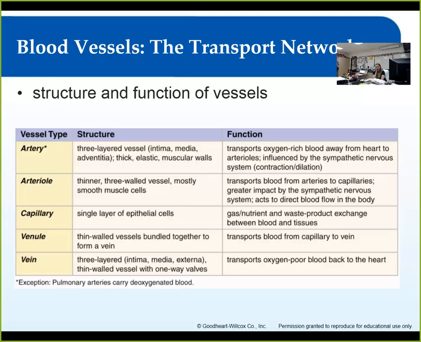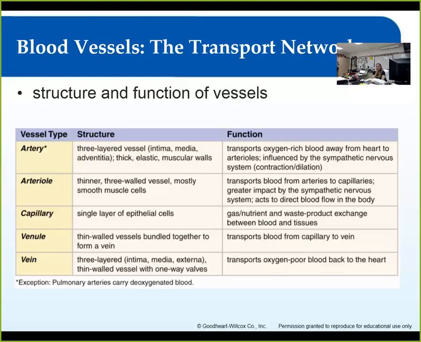Venules, these are thin-walled vessels that are bundled together to form a vein. So a venule is kind of a very small vein, if you will. It transports blood from the capillaries to the main veins. And then veins always lead back towards the heart. Typically, these carry oxygen-poor blood. But again, the exception to that one is the pulmonary vein, because even though the pulmonary vein goes back towards the heart, it actually carries blood that's been oxygenated by the lungs towards the heart.